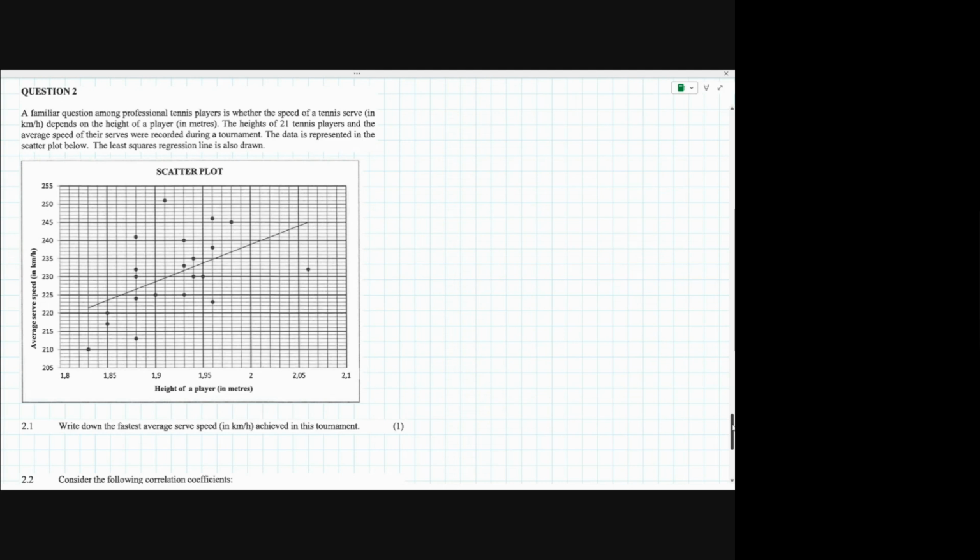Right, do you see that in this least squares regression line, it hasn't actually been extended past the domain? So that's what I was saying earlier. Don't extend it further than the data points that you have. So the first question says, write down the fastest average serve speed in kilometers per hour achieved in this tournament. So have a look and tell me what you think the fastest average serve speed was.